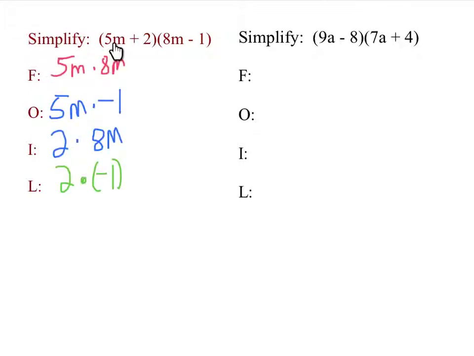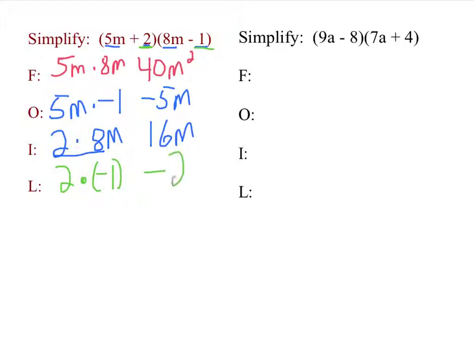So, my first terms are 5m and 8m, and if I multiply those together, I get 40m squared. And then my outer terms are 5m and negative 1, so that gives me a negative 5m. Then my inside are 2 and 8m, so 2 multiplied to 8 is 16, but there is an m there, so I'll keep that. And my last terms are 2 multiplied to negative 1, which gives me a negative 2.